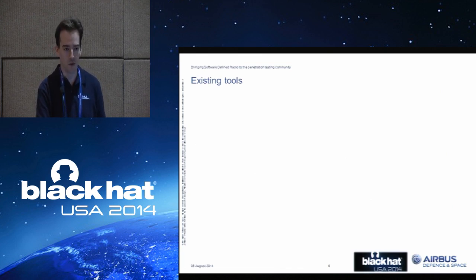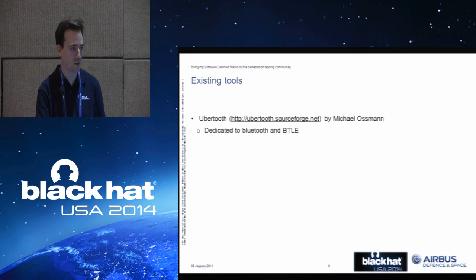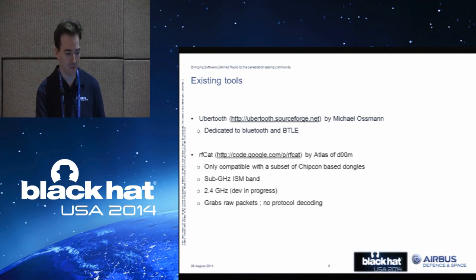The existing tools to deal with radio frequency so far that are quite close to what we are doing. You have Ubertooth from Michael Ossmann, but it's dedicated to Bluetooth and Bluetooth low energy. So you're somehow limited with that. You also have the RfCat by Atlas of Doom. And this one is maybe the closest to what we are trying to achieve. But it's only compatible with a subset of Chipcon-based dongles. So it's just a transceiver which is made to deal with ISM band, and you flash another firmware on it, and then you're able to deal with sub-gigahertz ISM band and just configure it with a Python interactive shell.